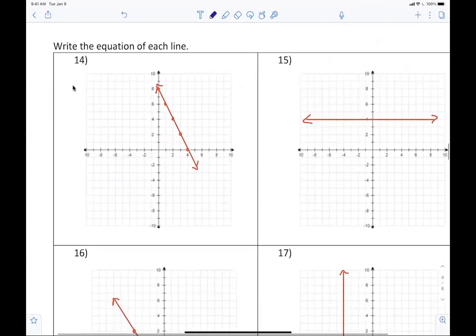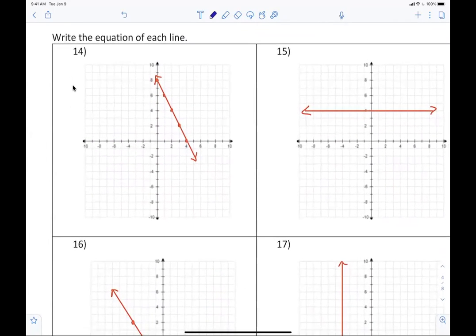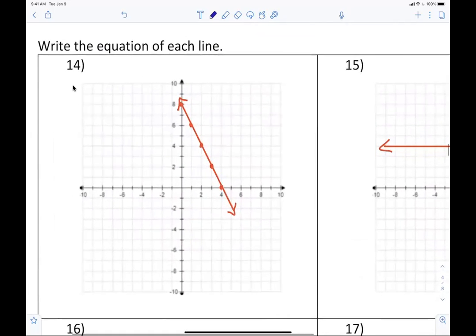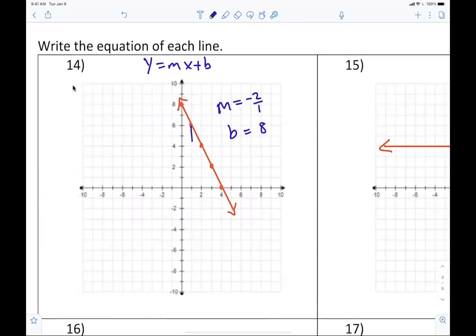All right, here we go. 14. Now in this one, we're writing the equation, right? So the first thing you want to remember is the equation is y equals mx plus b. Everybody okay with that? So what's b? m equals -2/1 and b is equal to 8. Down 2 to the right 1. No matter what 2 points you pick, it's always going to be down 2 to the right 1.